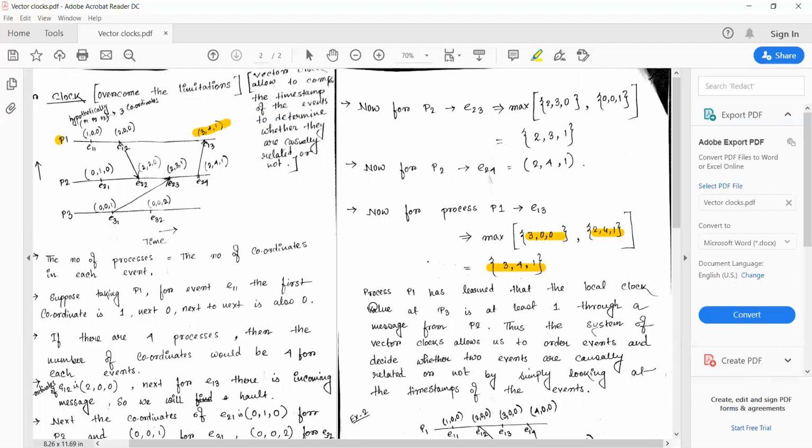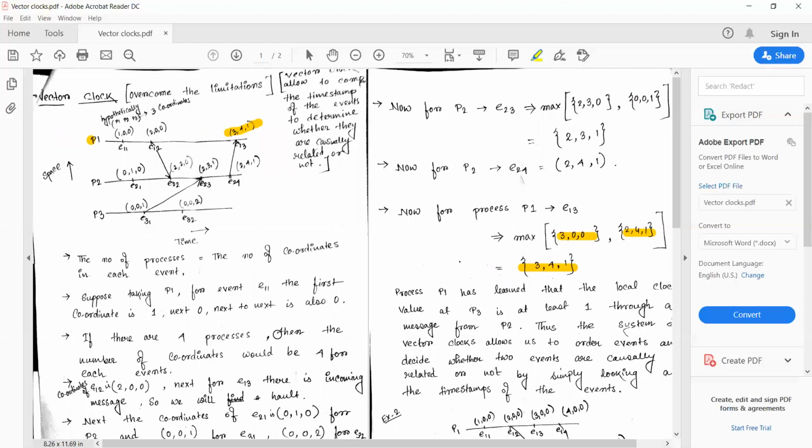And another thing you have to remember: process P1 here, by this 1, learns that the local clock value of P3 is at least 1 through a message from P2. Okay, P1 has actually learned that at least 1 clock value has come from P3. So they can relate with each other. They are causally related to each other. In this way, vector clock can overcome the limitations of Lamport's logical clock. Hope you understand. Thank you.